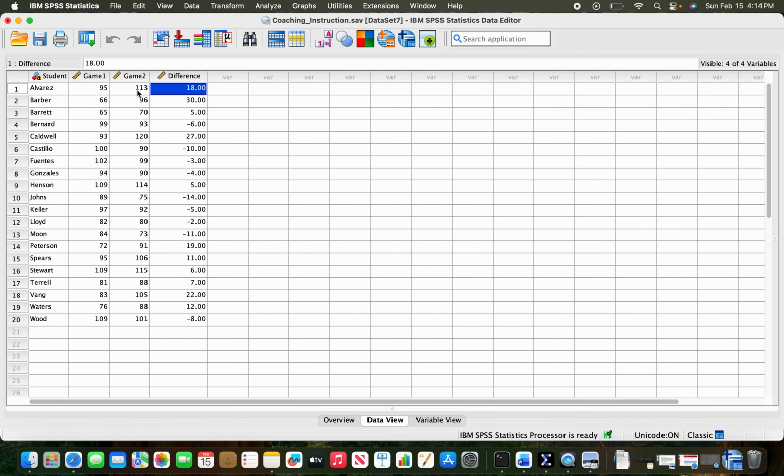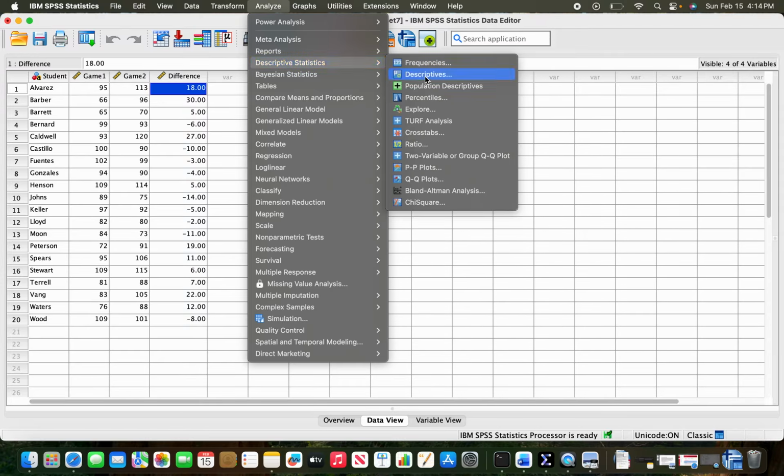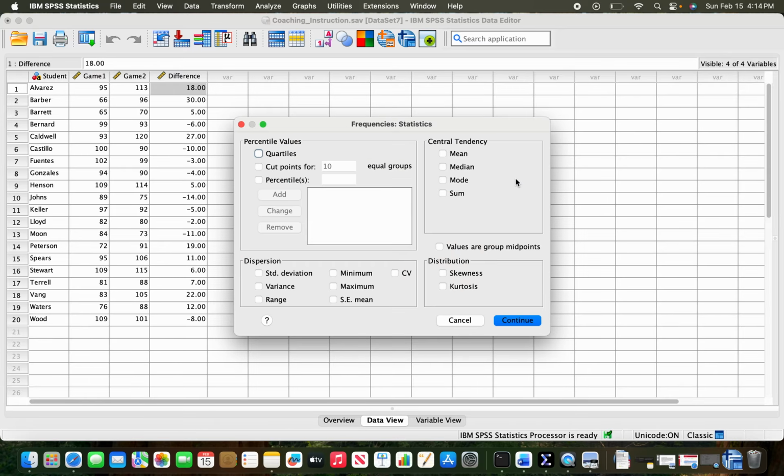So we're seeing that this score increased by 18, this score increased by 30, this score increased by 5, this student did worse, this student did worse, etc. Just to make sure that the numbers are actually working. So now the next thing I'm going to do is analyze the difference variable. What I need to see is if that's a normally distributed variable.